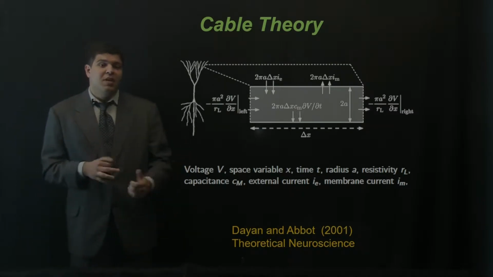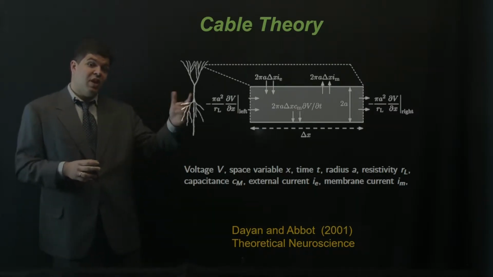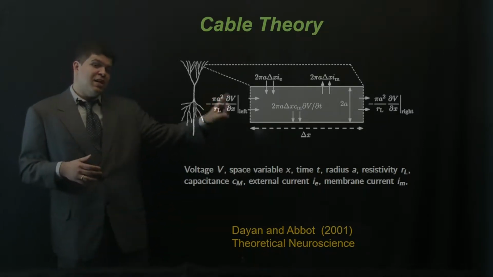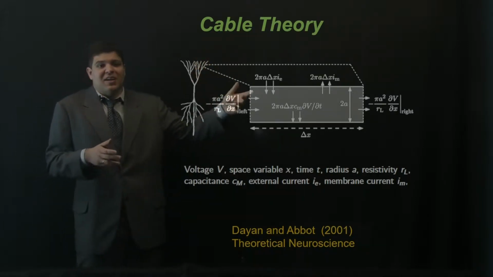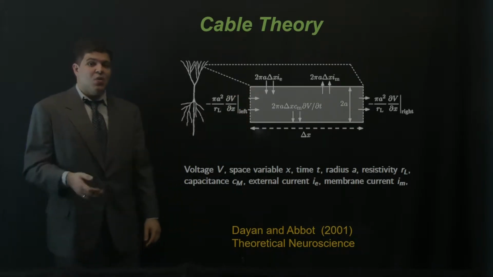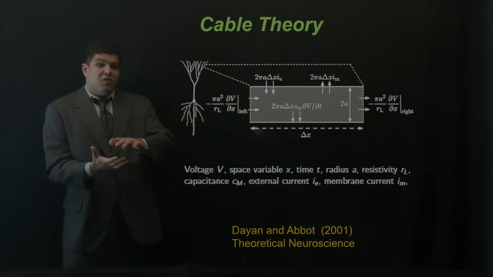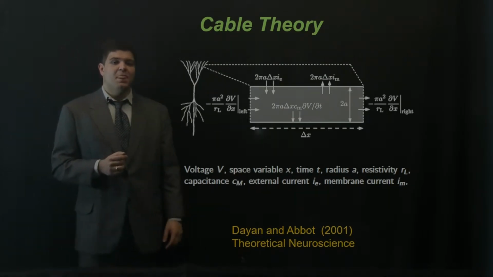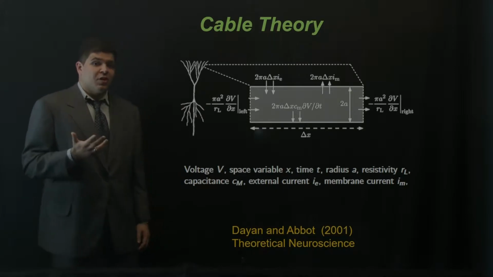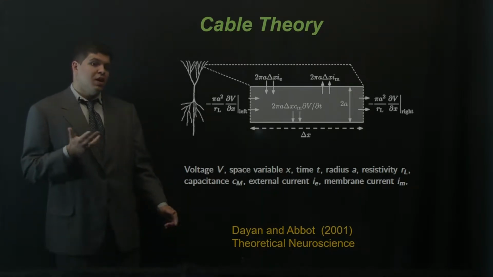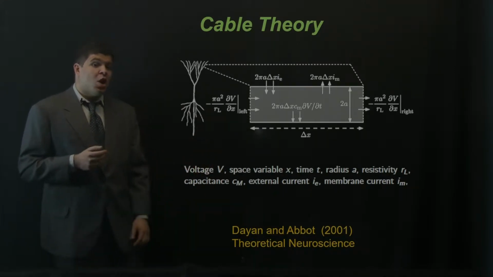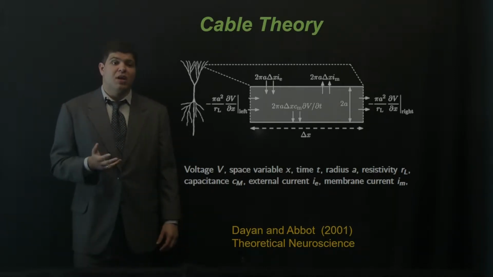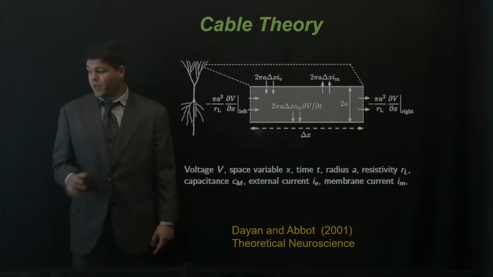We have time, and since locally the axon looks like a cylinder, we can assume that locally this thing looks like a cylinder of radius a. We're going to study a cylinder of varying radius, with varying a, later on. And some other circuit properties of the system include the resistivity R_L, the capacitance C_M, the external current, and the membrane current I_M.